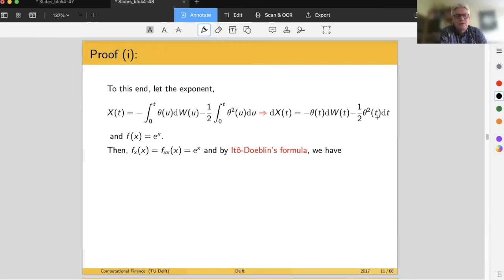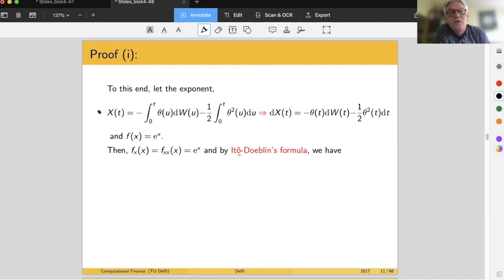Now we want to show that e to the X is an Ito integral, and with this we can use the Ito-Doeblin formula and show that we're dealing with an Ito process, in fact. And for this it's most natural to choose our f as e to the x, and for x we then substitute this exponent over here. With f(x) equal to e to the x, we know that the first derivative with respect to x is equal to e to the x, and the second derivative with respect to x is also e to the x. And these are just nice derivatives that are continuous and they exist.